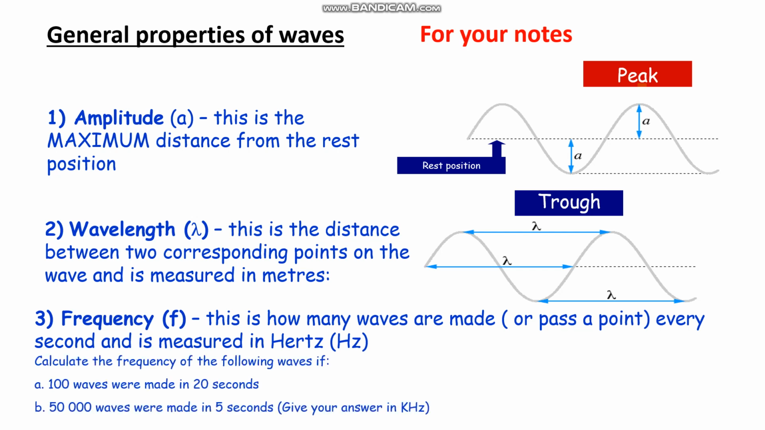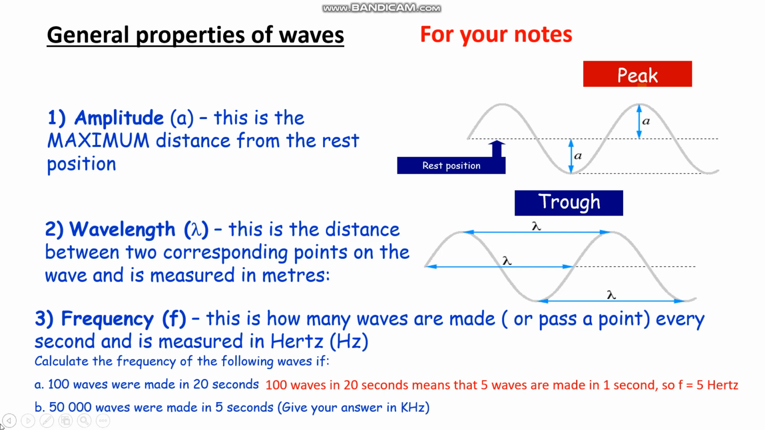You don't need to write these down. A: find the frequency of a wave if 100 waves pass through a point in 20 seconds. So 100 waves pass through in 20 seconds. That means that 5 waves are made or pass through a point in 1 second. So the frequency f is 5 hertz.